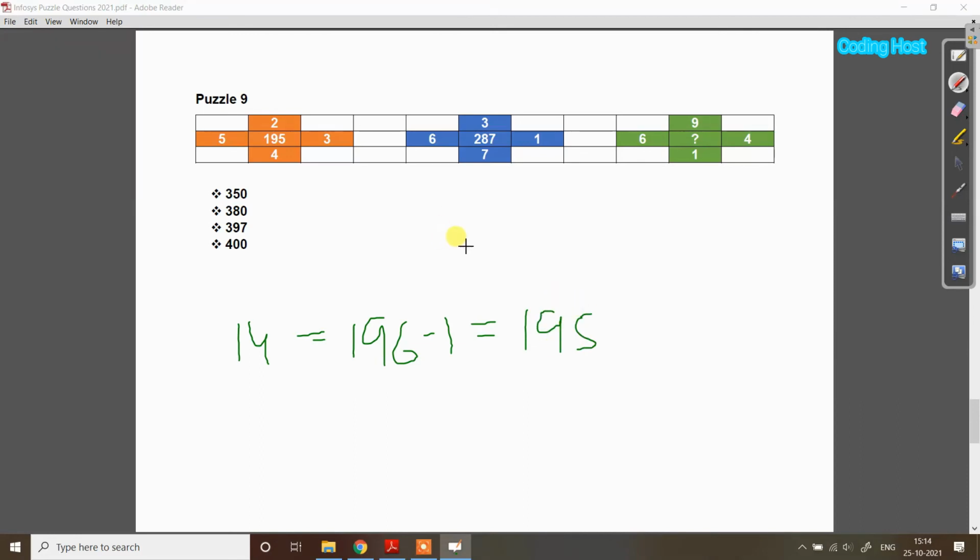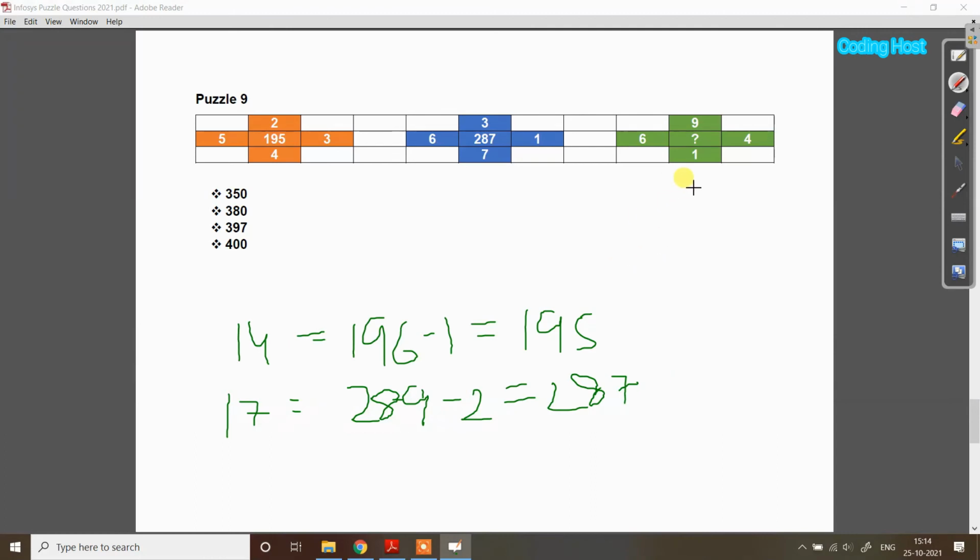Now we will try to use this logic in the second table. So 6 plus 3 is 9, 9 plus 1 is 10, and 10 plus 7 is 17. So the square of 17 is equal to 289, but here they are taking 287, so maybe they are subtracting 2 here. So now it is equal to 287.